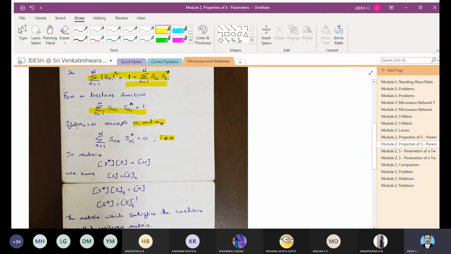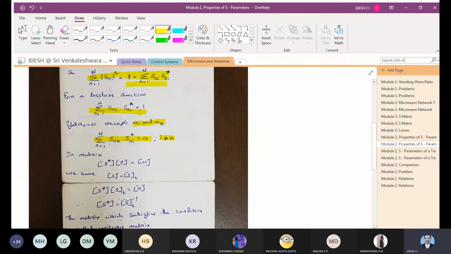If all a_n are equal to 0, we got this for all a_n equal to 0 except i. Now we are going for all a_n equal to 0 except a_i and a_k. So two we are taking, a_i and a_k, and i should not be equal to k. Then the equation will be modified in this form: summation n equal to 1 to N of S_nk S_ni conjugate. You can see that here i gets replaced by k. So you have to write summation n equal to 1 to N of S_nk S_ni conjugate is equal to 0, when i is not equal to k. So the summation will be equal to 0.